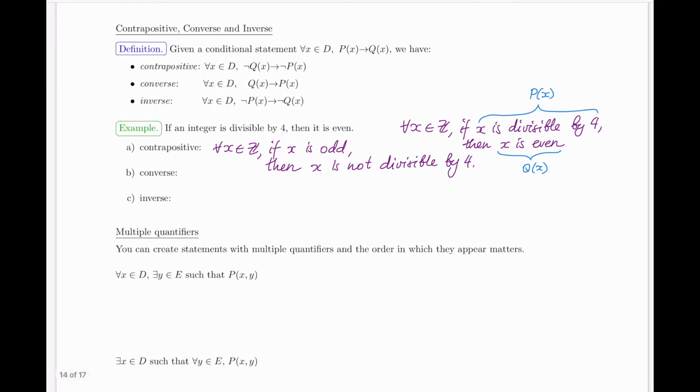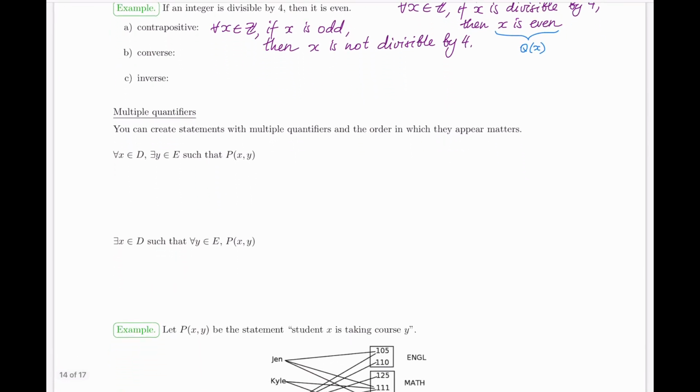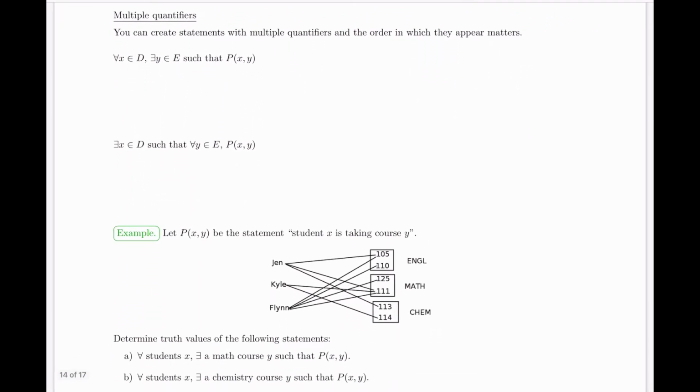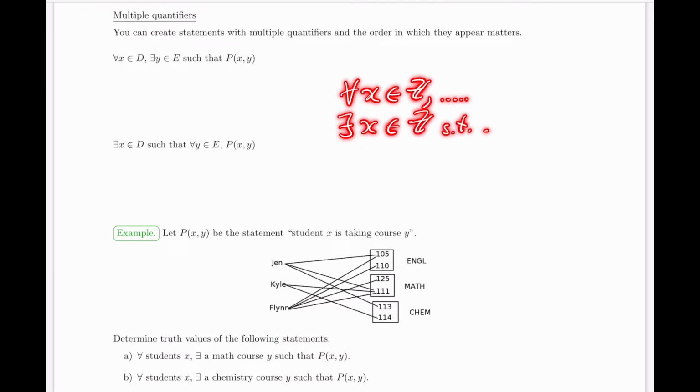Next up, we're going to talk about what happens if we have more than one quantifier in the same statement. Up until now, we've seen statements for all x in, let's say, integers and so on, or there exists an x in integers such that, and so on. But we've never mixed these quantifiers. In this section, we're going to practice what it means to actually use both of the quantifiers together, and we will see how the order actually strongly matters.